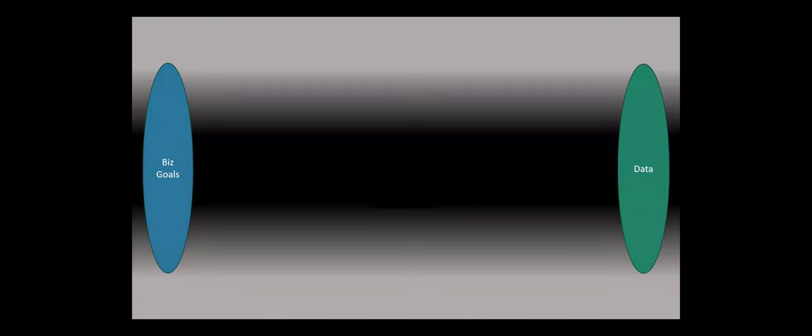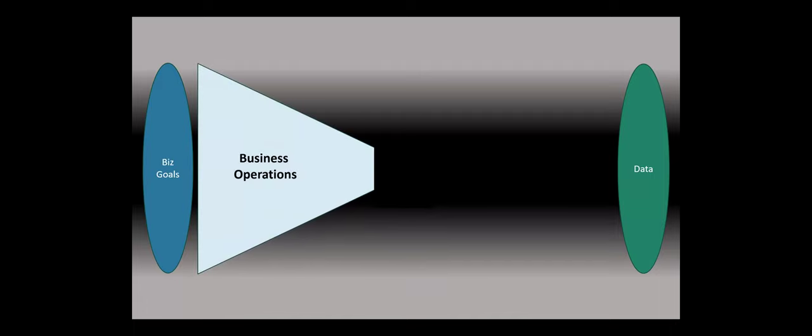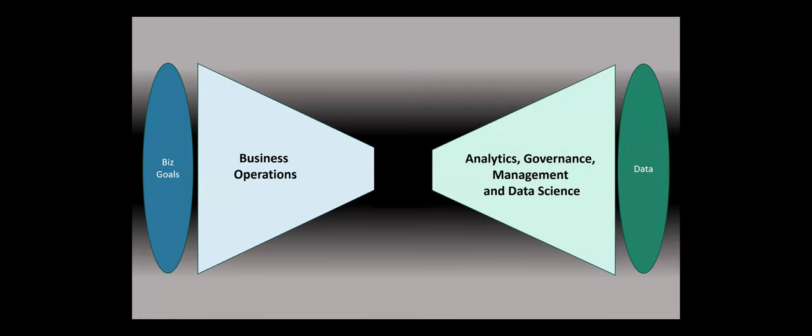Now, what I notice when I work with companies as an analytic translator is that the literal and figurative distance between those who set business goals and those who manage and use and analyze data is quite vast. There is a big gap between the two. And so there's an entire set of people and structures that operate the business and try and manifest these business goals. And on the other end, there's this whole team of people involved in data management, data governance, analytics, and data science. And they are focused on the right side of making sure that we are doing things right to have the best quality usability of data.